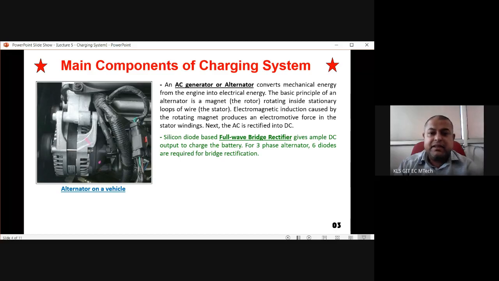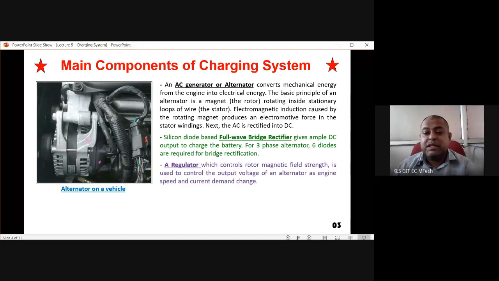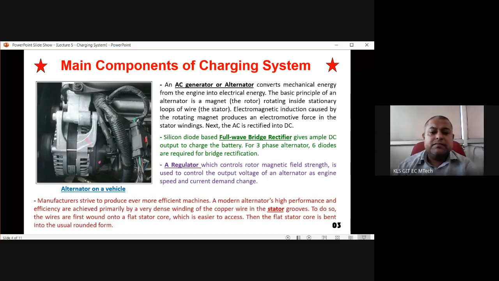So first there is a generator or alternator, the AC generator, then there is the bridge rectifier. After that comes a regulator. A regulator is controlling the rotor magnetic field strength. If we are controlling rotor magnetic field strength, we can control the output from the AC generator. So a regulator is controlling rotor magnetic field strength, and it is used to control the output voltage of an alternator as engine speed and current demand change. Whenever there is a variation in the engine speed and current demand, we are playing with the magnetic field strength of the rotor. Rotor is an electromagnet, and thus we are controlling the output of the alternator.